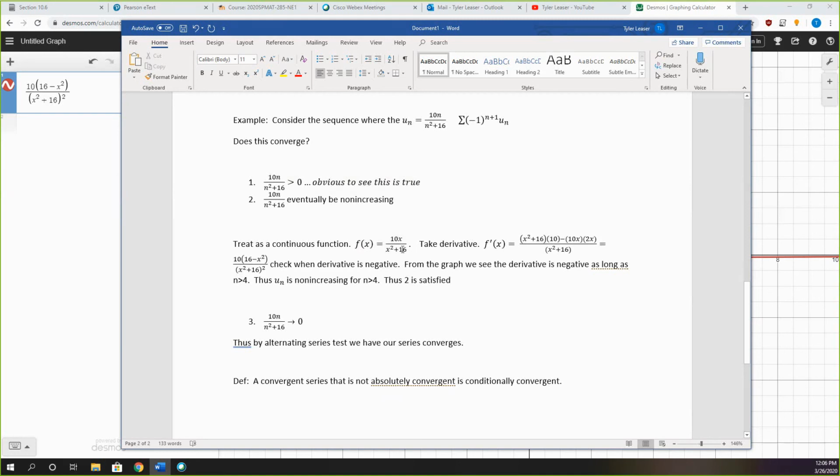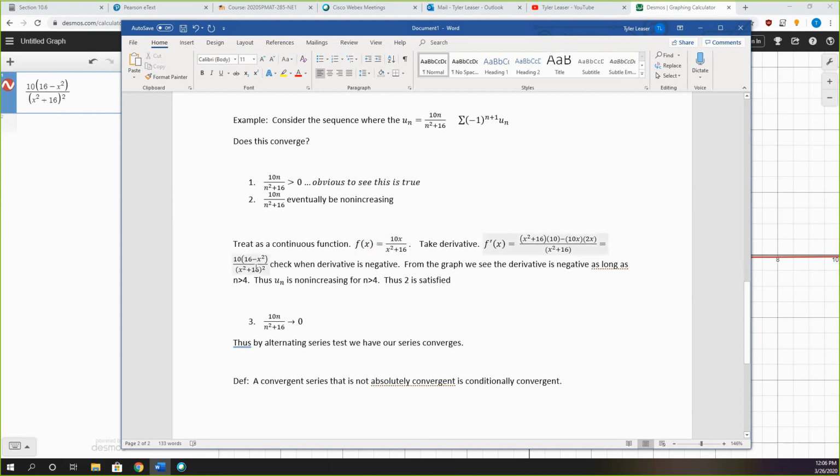So here we're going to take the derivative. We have to do a quotient rule here. So the bottom times the derivative of the top, minus the top times the derivative of the bottom, divided by the bottom squared. Cleaning this up a little bit, we get this down here. Remember that this is the derivative, and as long as the derivative is negative, the original function is decreasing.